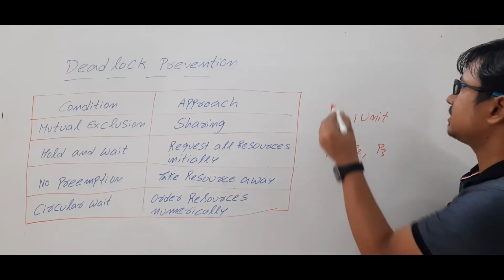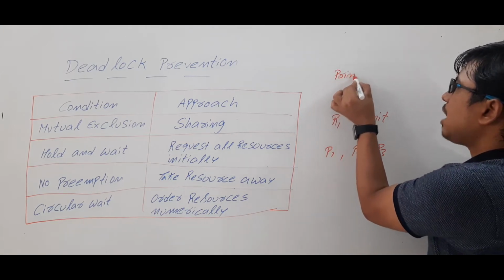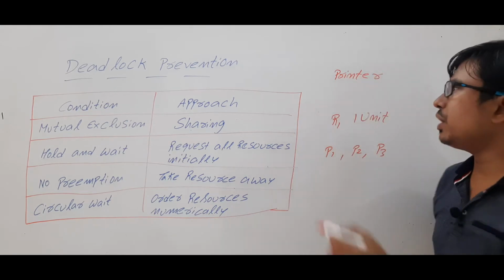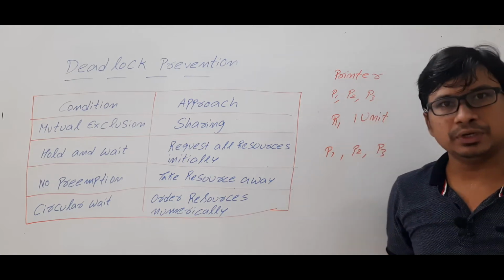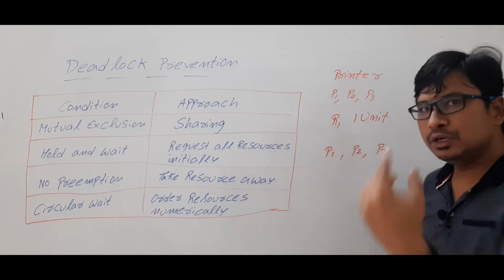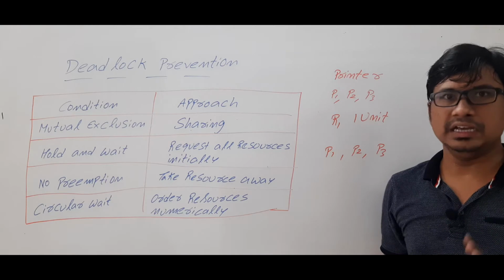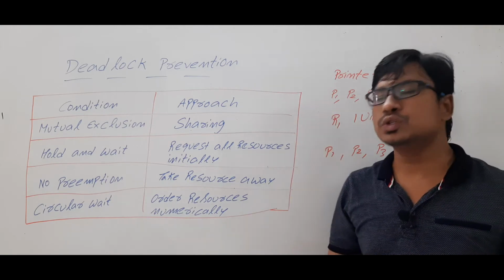Let me take the example of a printer. If you have a single printer, any one person can take the printout. Let's take person P1, person P2, person P3. Any one person can take the printout. Is it clear? So that is mutual exclusion.